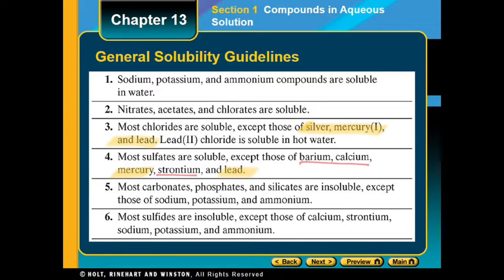Number 5, most carbonates, phosphates, and silicates are insoluble except sodium, potassium, and ammonium. Sodium, potassium, and ammonium were listed there in 1. So 1 and 5 are going to complement each other. And then 6, most sulfides are insoluble except calcium, strontium, sodium, potassium, ammonium. So again, some of these are complements to others.